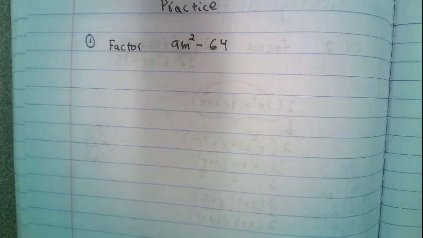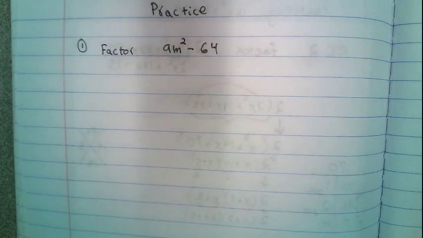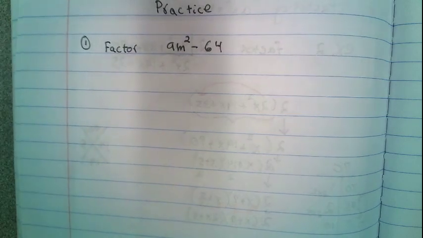Now I'd like you to do this practice problem on the left side of your book. You're factoring 9m squared minus 64.